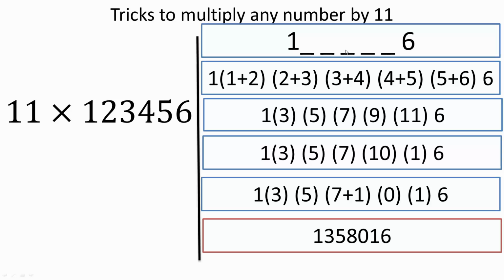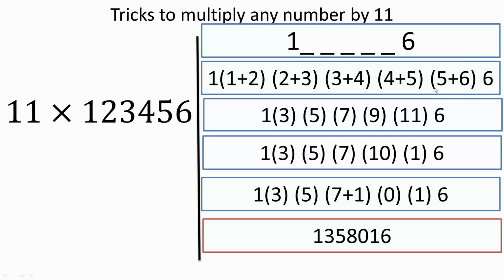1, 2, 3, 4, 5. The next step, you take the 1 and the 2 and you add it. Then you take the 2 and the 3 and you add it. 3 and the 4 you add, 4 and 5 you add, and 5 and 6 you add, like this. So 1 from here, 6 from here, and then you have a set. 1 and 2, 2 and 3, 3 and 4, 4 and 5, and 5 and 6.